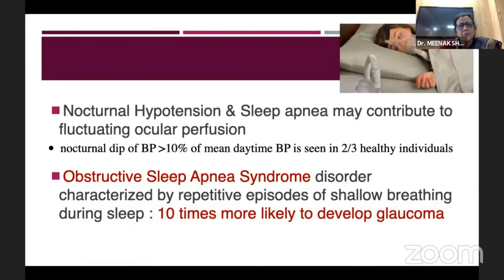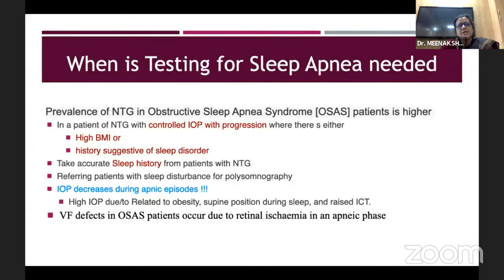Coming on to nocturnal hypotension and sleep apnea, they both may contribute to fluctuating ocular perfusion. Obstructive sleep apnea disorder is characterized by repetitive episodes of shallow breathing, and this makes one 10 times more likely to develop glaucoma. The literature tells us that there is a prevalence of NTG in obstructive sleep apnea syndrome. In a patient with NTG, there is controlled IOP with progression.